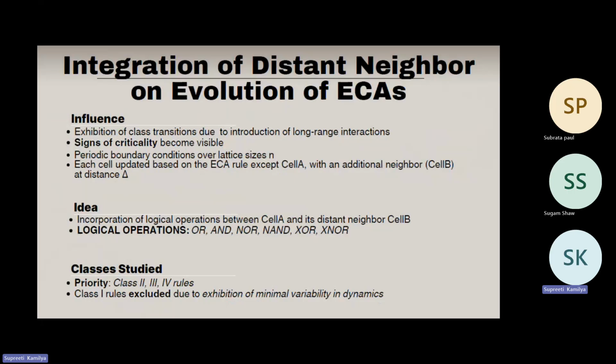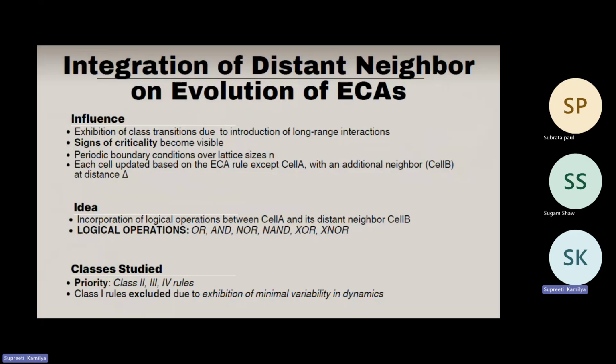The integration of distant neighbor on evolution of ECAs. Now, there are some parameters that we need to define first and foremost, starting with the influence. So, the exhibition of class transitions is due to the introduction of long range interactions. So that was the first parameter that we defined when we wanted to study the distant neighbor. That is, if we introduce an interaction with a distant neighbor, there might be some perturbations that we might find out and introduce basically in the long term.